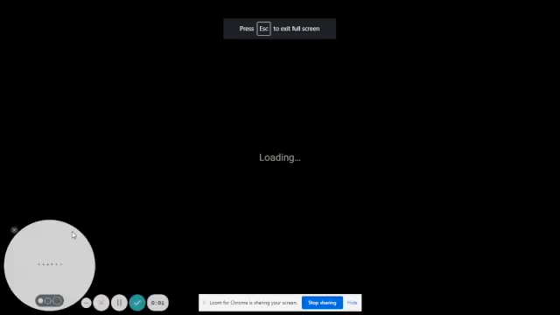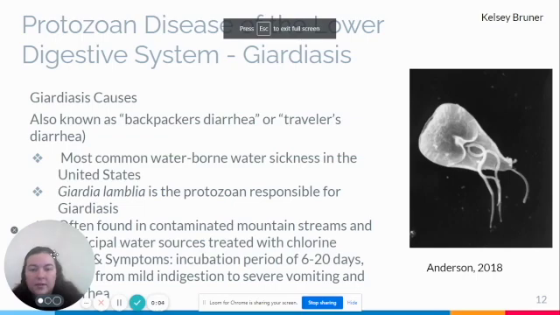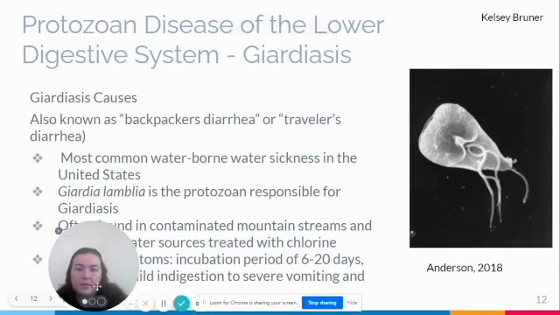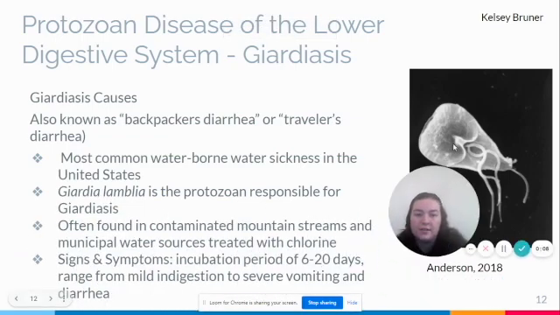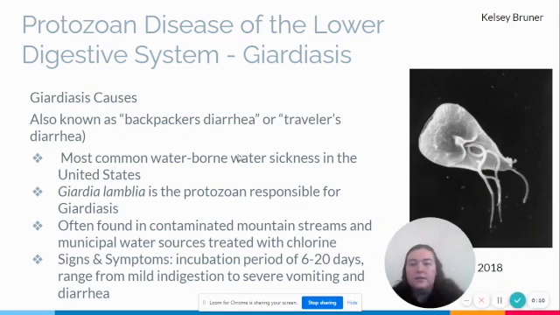Hi, I'm Kelsey, and I did a protozoan disease of the lower digestive tract. And a protozoan is a single-celled eukaryotic organism. They can be amoebas, parameciums, or trypanosoma.